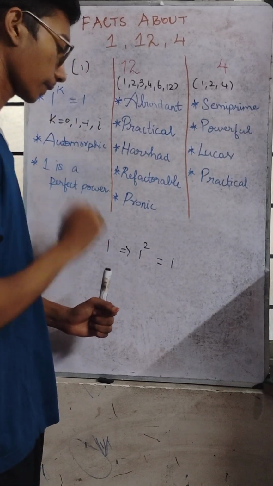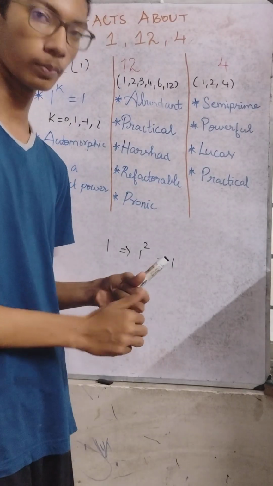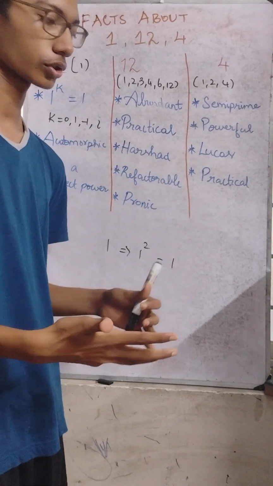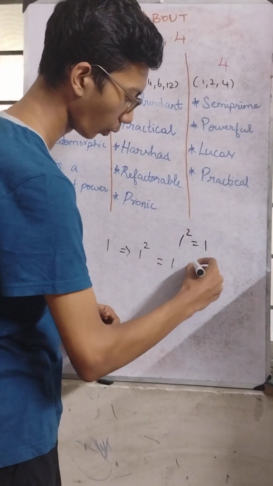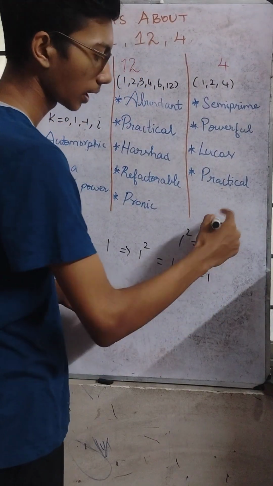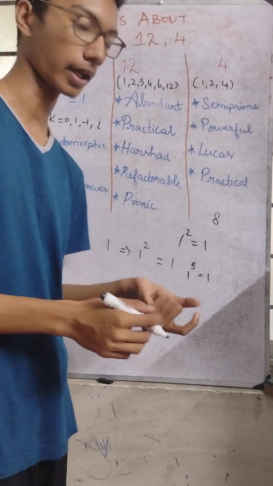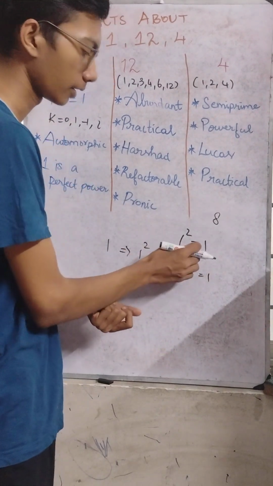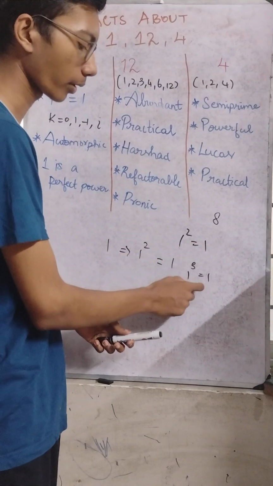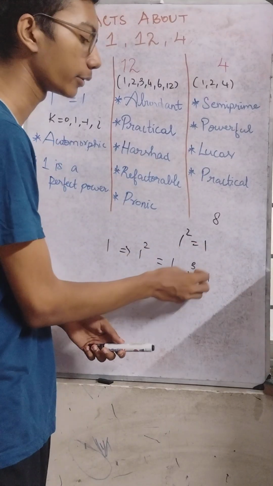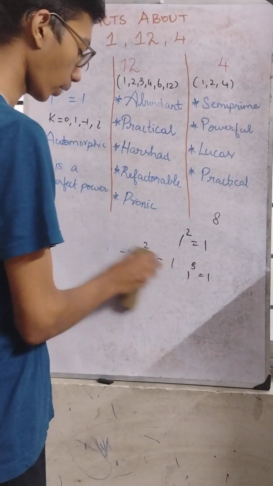Next, 1 is a perfect power because 1 is a perfect square, 1 is a perfect cube, 1 is a perfect power 4 and it goes on. Because 1 squared is 1, 1 cubed is 1. Let's say we have 8. 8 is a perfect cube but it is not a perfect square. But 1 is a perfect square because if we square a number, it will give 1. If we square a number or if we cube a number, it will give 1. So 1 is a perfect power. That's the thing with the number 1.